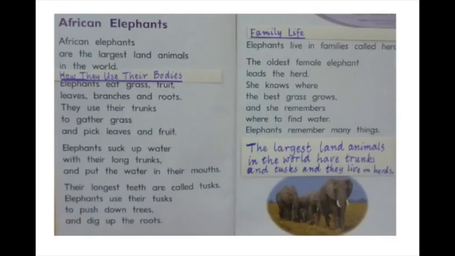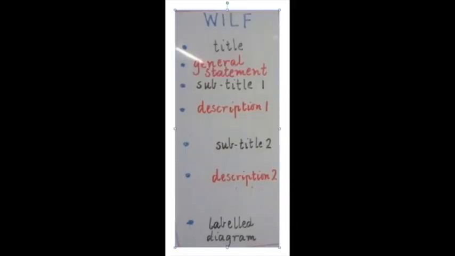I used an information report written on African elephants to demonstrate to the students what they had to include in their information reports. I explained to the students that for the information report they had to include a title, and then a general statement with a subtitle, and then description with a subtitle, and then description too, and also to include a label diagram. For grammar, our focus was on adjectives.